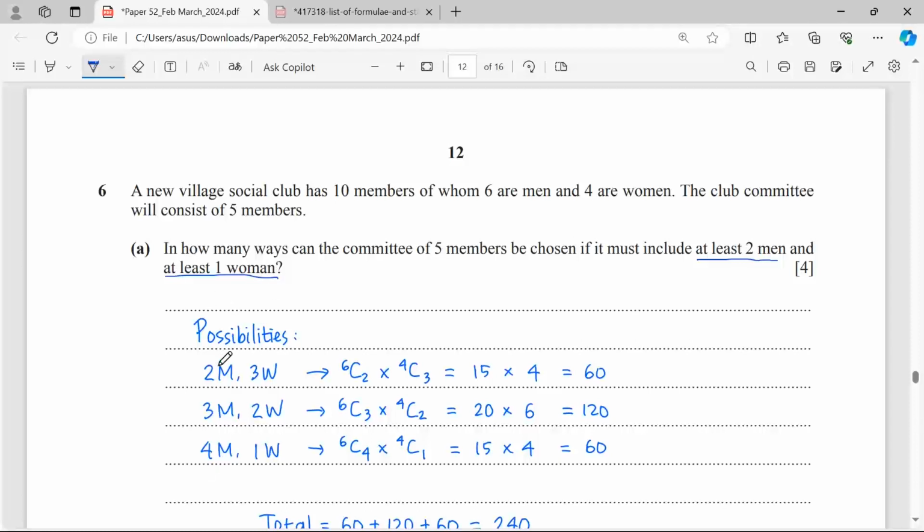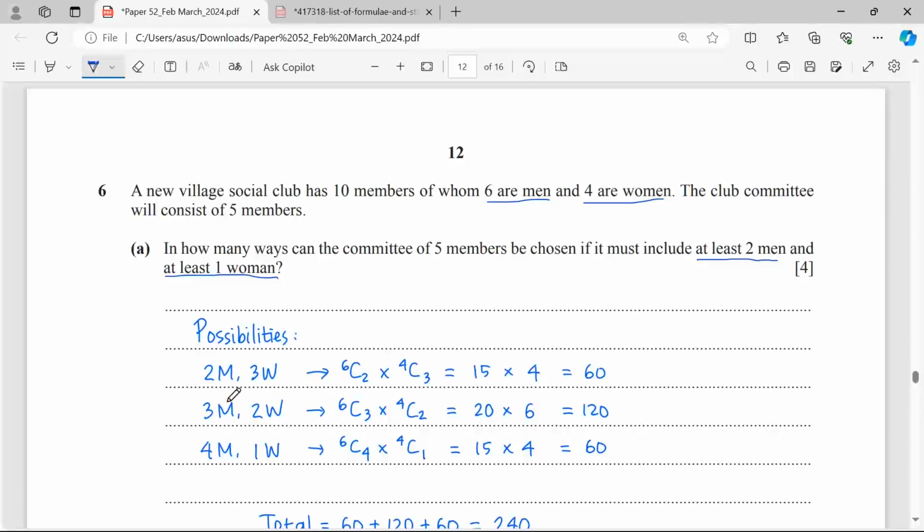Okay, for the first one, 2 men and 3 women. We have 6 men and 4 women. So to choose 2 men from 6 men, it means 6 combination 2. Multiply by, we have 4 women and we would like to choose 3 of them, so that means 4 combination 3. Work this out, you will get 60.